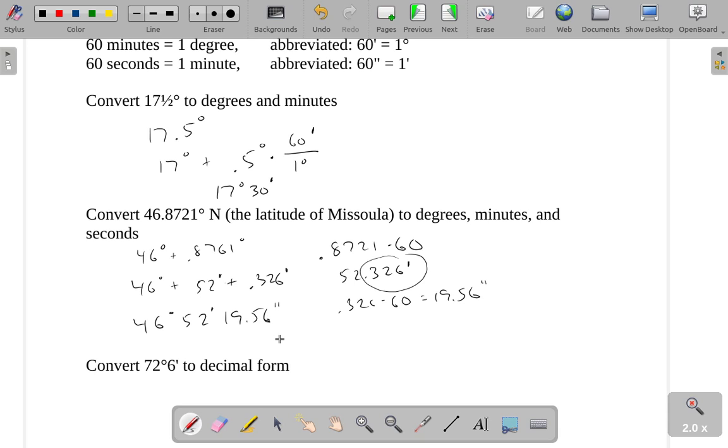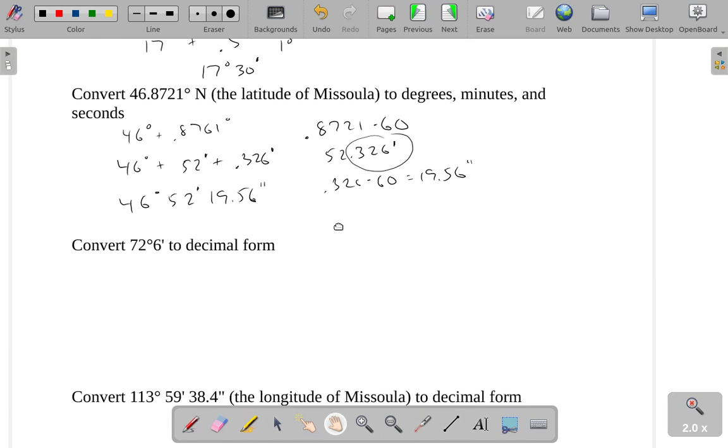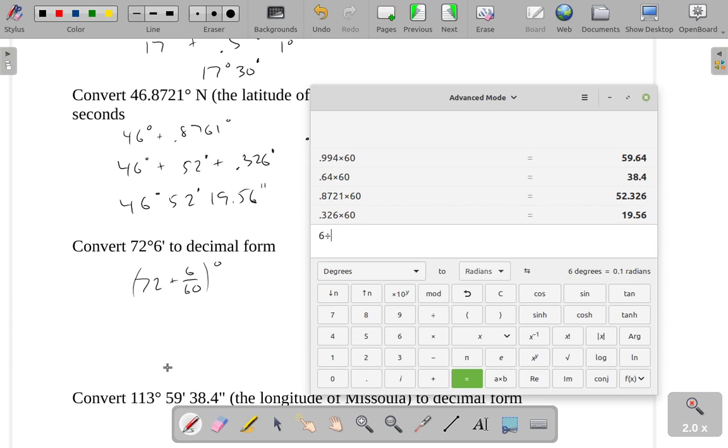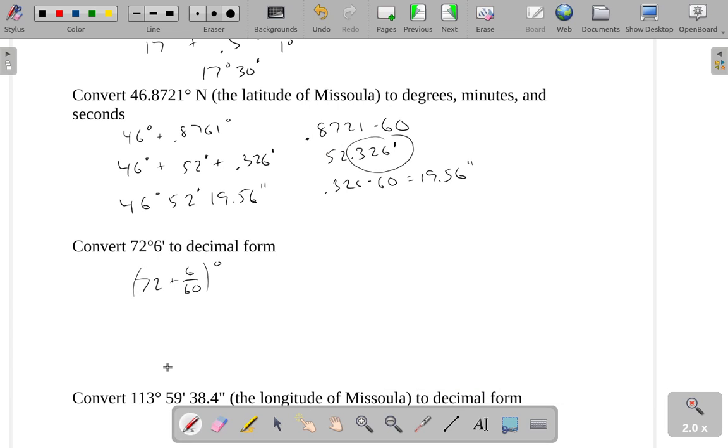So we've converted the latitude of Missoula here to degrees, minutes, and seconds. We can go the other way as well. If I'm given something like 72 degrees and 6 minutes, and I want to convert this into decimal form, basically I'm going to use the fact that this is kind of like a mixed number. This 6 minutes is 6/60ths of a degree. So 6 divided by 60 is 0.1. So we have 72.1 degrees.